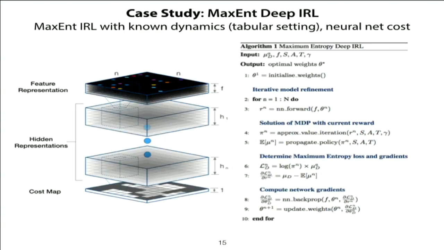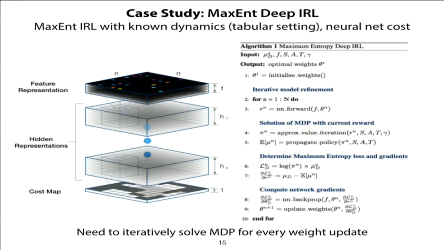And what the algorithm looks like is first you initialize your weights. This is basically the algorithm that we just talked about. We initialize our weights, then run our neural network forward to get the reward function. Then they run approximate value iteration to get the policy with respect to that reward function. Then propagate the policy to get the expected feature count, to get the expected state visitation frequencies. Determine the gradient using maximum entropy IRL with respect to the neural network parameters. And then update the weights using your gradient, and then repeat.